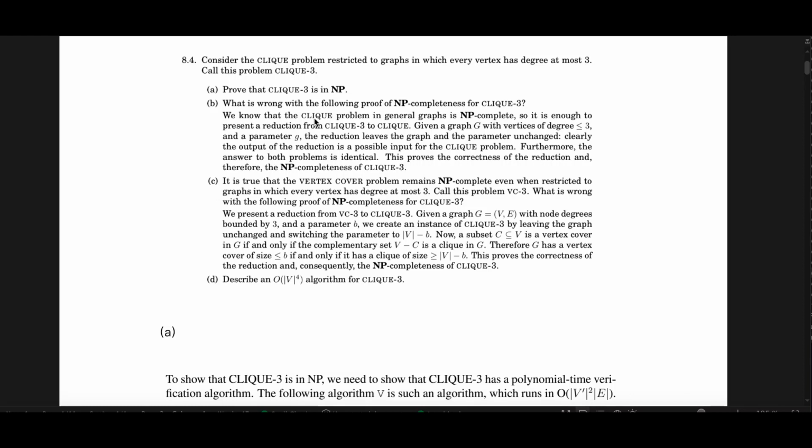Next question is question B. What's wrong with the following proof of NP-completeness for Clique-by-3? We know that the clique problem in general graphs is NP-complete, so it is enough to present a reduction from Clique-by-3 to Clique. Given a graph G with vertex degrees at most 3 and a parameter K, the reduction leaves the graph and the parameter unchanged.